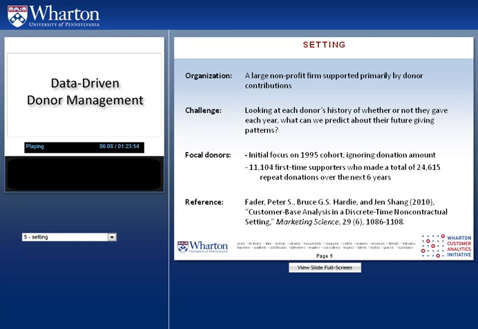As you can see on the slide here, there are 11,104 people who made their first donation to this organization in 1995. And what we're going to do is track them over the next 6 years, asking the question, did they make a donation in each of those 6 years or not? And then ultimately what we want to do is make forecasts for what they'll do over the next 5 years beyond that. So we're going to build a predictive model here.